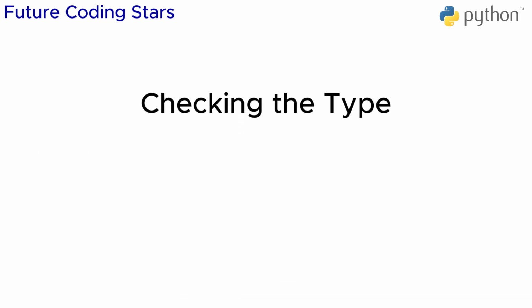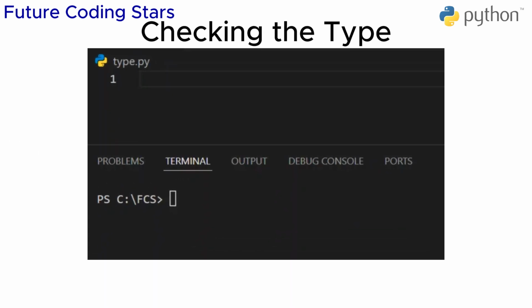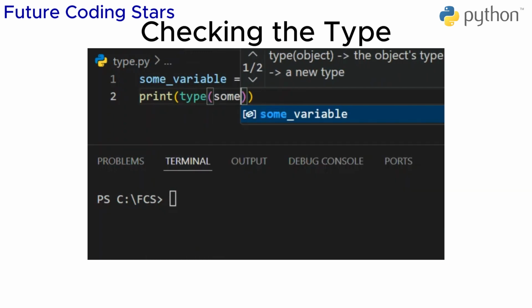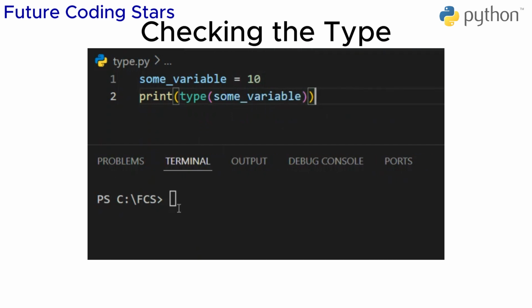Since Python figures out the type for us, how can we check what type a variable actually holds? We can use the built-in type function. You just put the variable name inside the parentheses, and Python will tell you its type. We'll try this out in a moment.